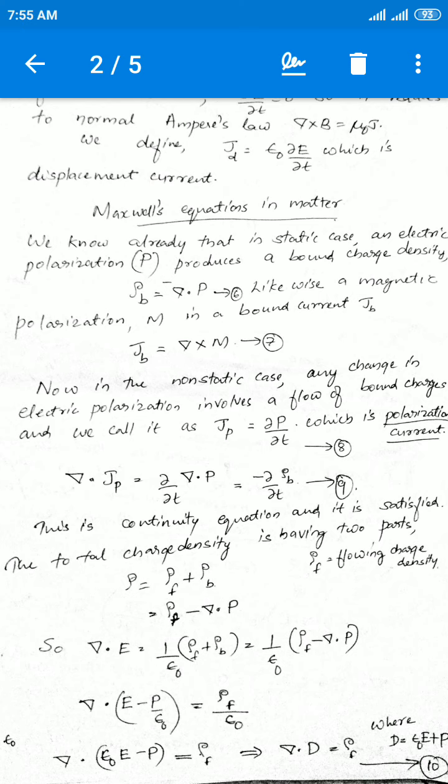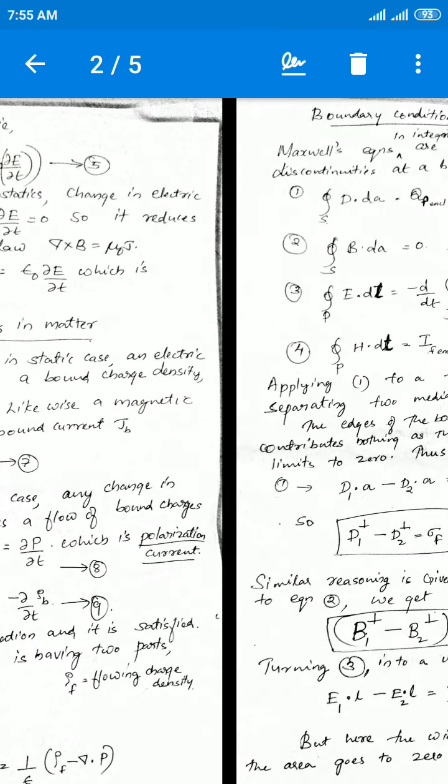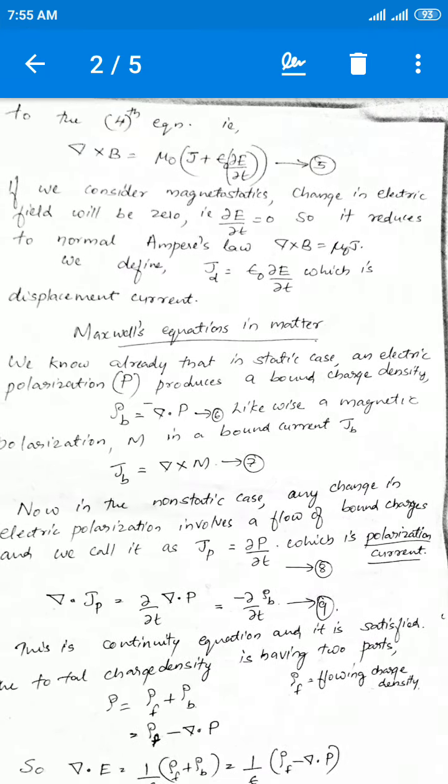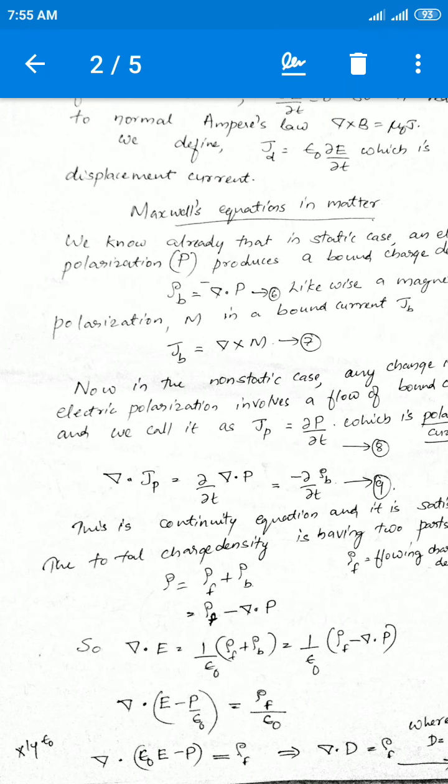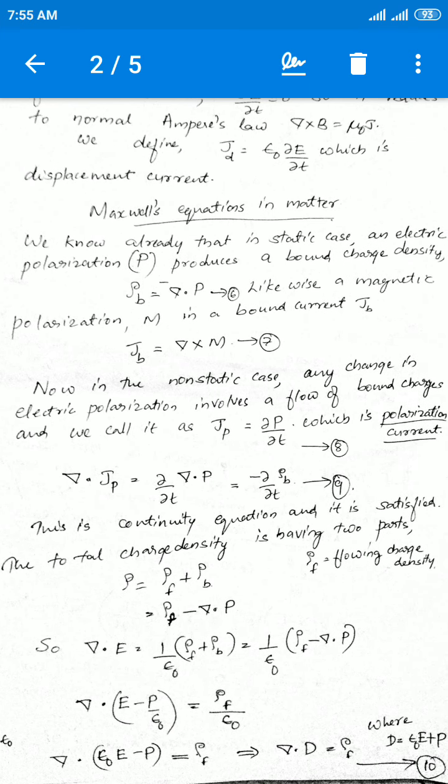So del dot D is rho F, where D is epsilon 0 E minus P, and P is the electric polarization. So what is the name of D? D is the electric displacement vector. I didn't write it there, but just remember the name of the D vector. Now it is D instead of E.